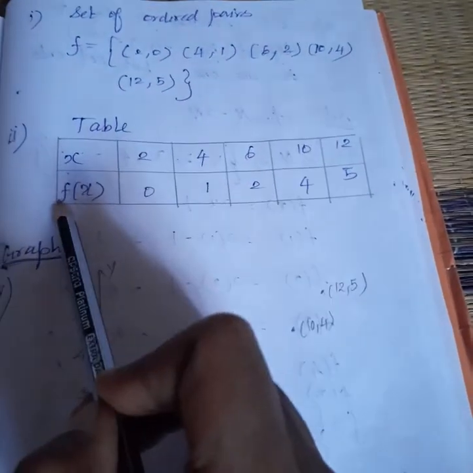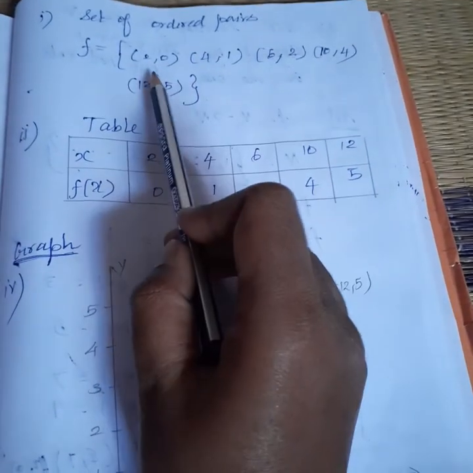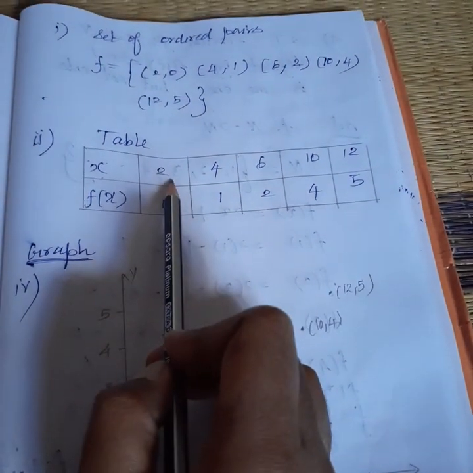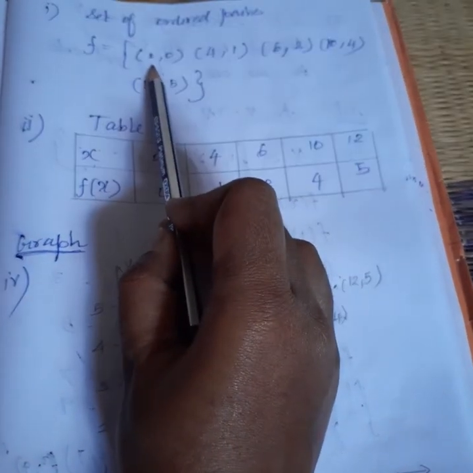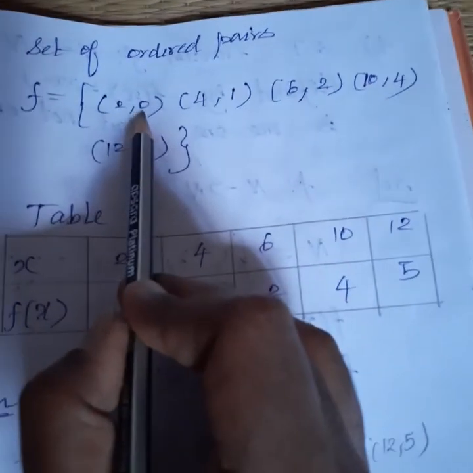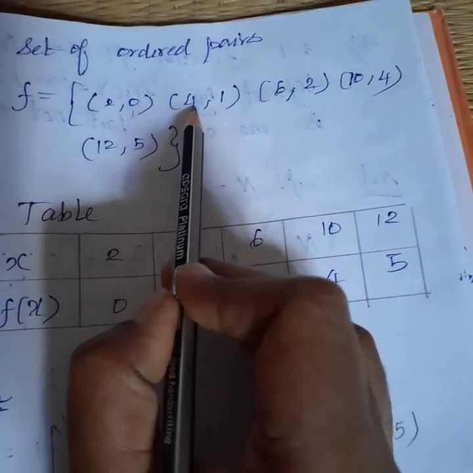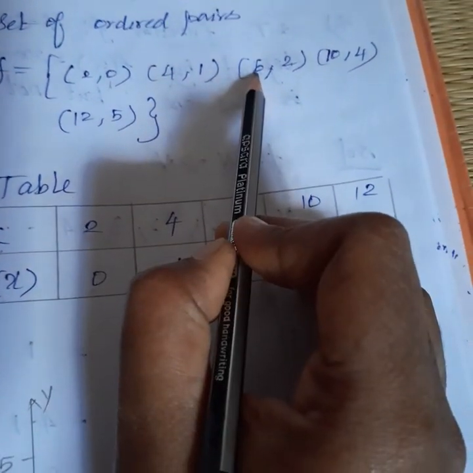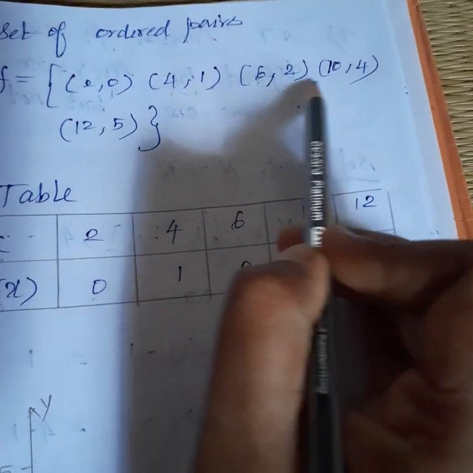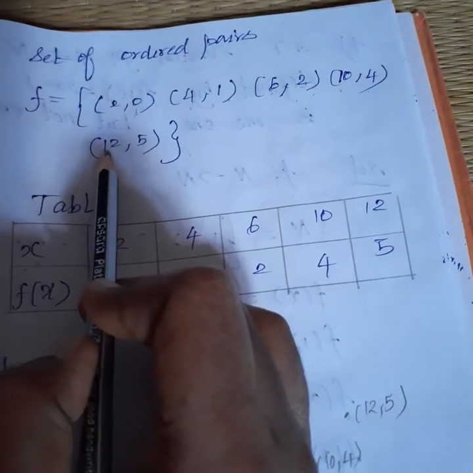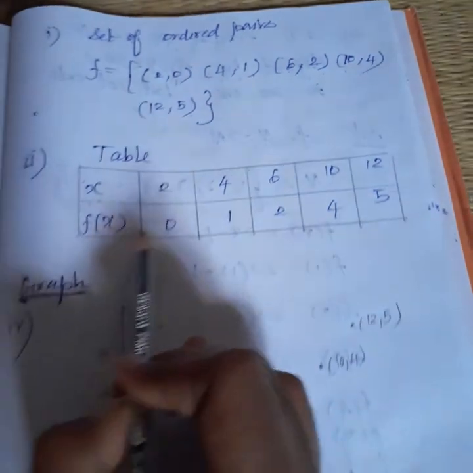Okay. Table. In the same manner I am going to make the table also. This is your x and this is your f of x. So what is your x? 2 is your x and 0 is your f of x. The same way, 4 is your x, 1 is your f of x. 6 is your x and 2 is your f of x. 10 is your x and 4 is your f of x. 12 on the x, 5 on the f of x.